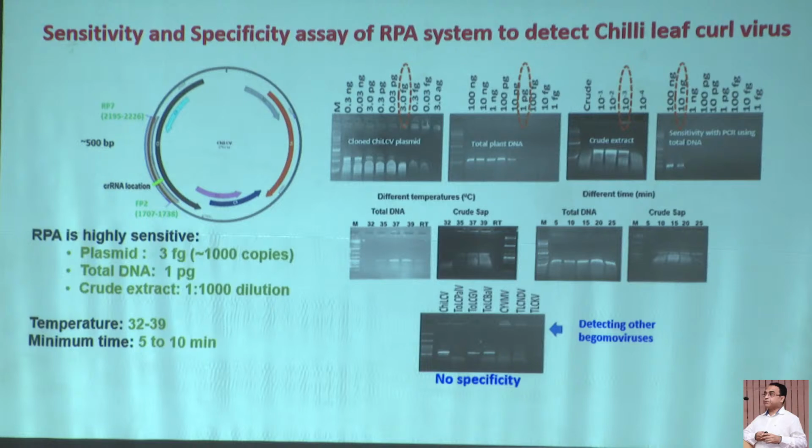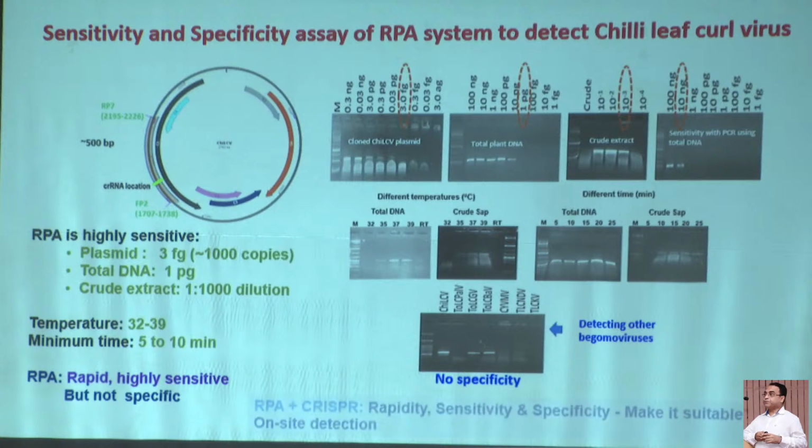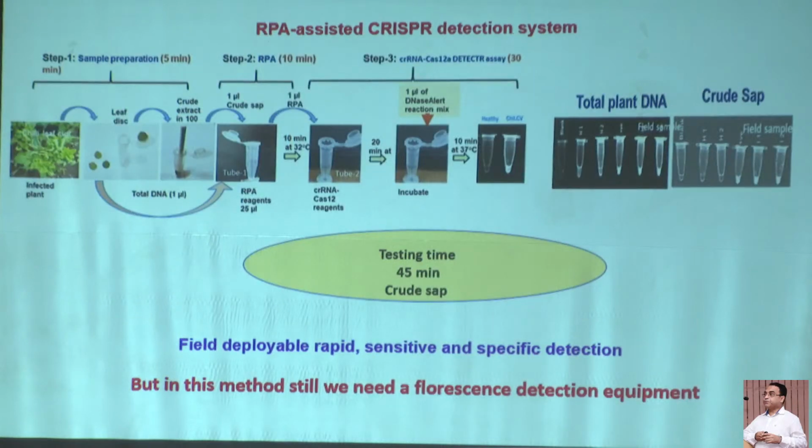So that is why we combine the RPA with CRISPR, and then we come up with this kind of on-site detection. From the field plant, just taking a leaf disc, we prepare the crude extract in buffer, take 1 microliter of crude sap, and do the RPA reaction. After the RPA, we add the reaction mix of CRISPR-Cas and the DNase alert, and we get the virus detection. So we can detect through total plant DNA as well as crude sap, and this entire test takes 45 minutes from crude sap in the field itself.